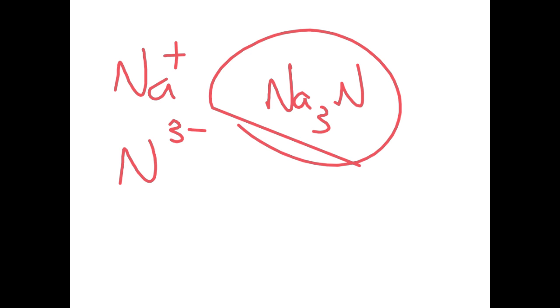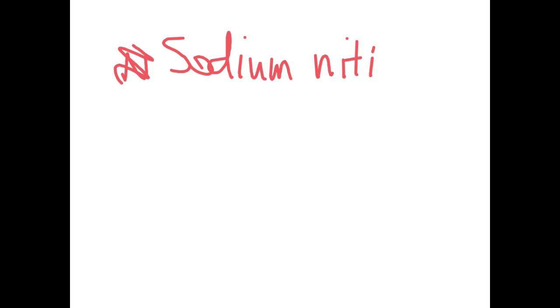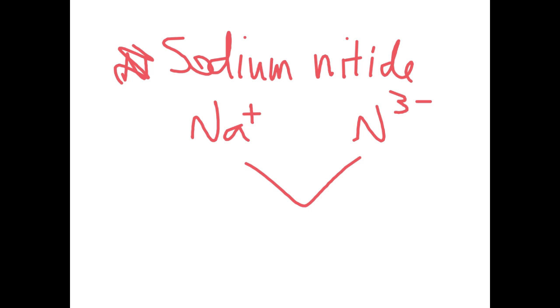So you don't have to tell me in the name that there are 3 sodiums here. I don't need to know that, because whenever it says sodium-nitrogen compound, it's ionic, and I know how many sodiums and how many nitrogens: 1. So the name of that would be sodium nitride. I know it's a sodium and nitrogen compound because of the name. Na-N: I know this is +1 and this is 3-, so I know the formula must be Na3N.